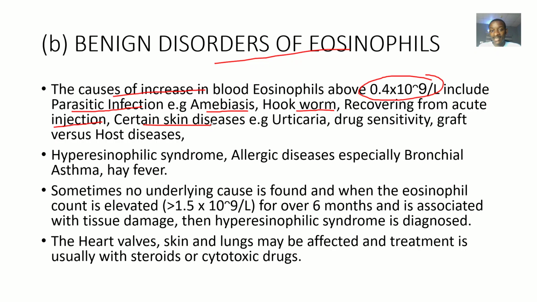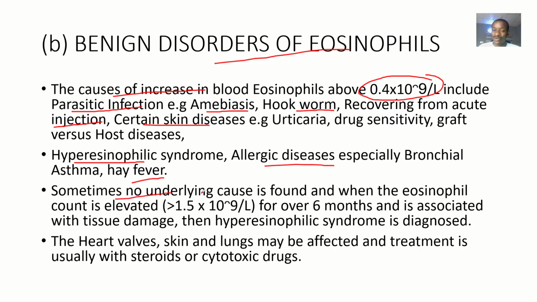And also certain skin diseases like urticaria, drug sensitivity, graft versus host disease. Basically, when you have a transplant in you, your body kind of rejects the transplant, so your body forms all those blood cells so that they can defend it. So you might just have a mild increase in your eosinophils. Also, we have diseases like hypereosinophilic syndrome, sorry. We have allergic diseases such as bronchial asthma and hay fever.